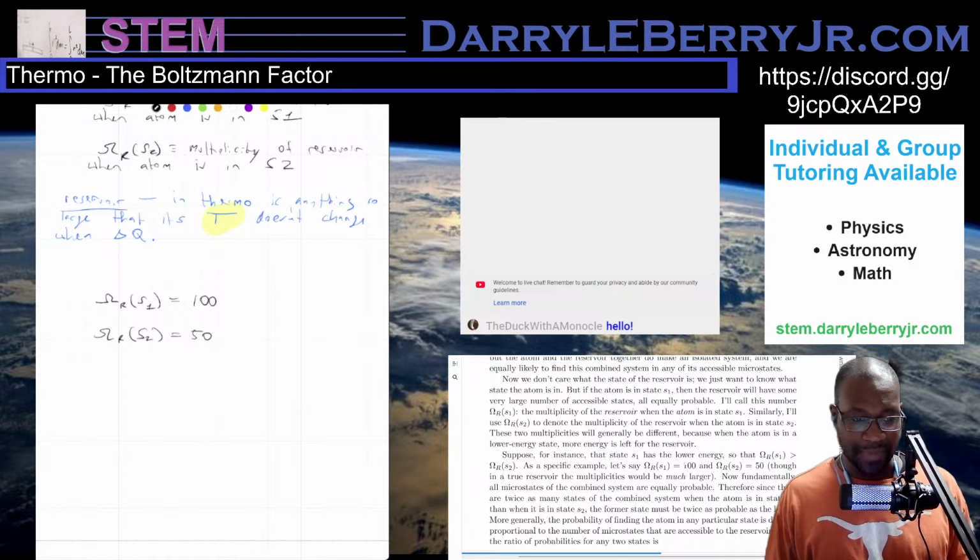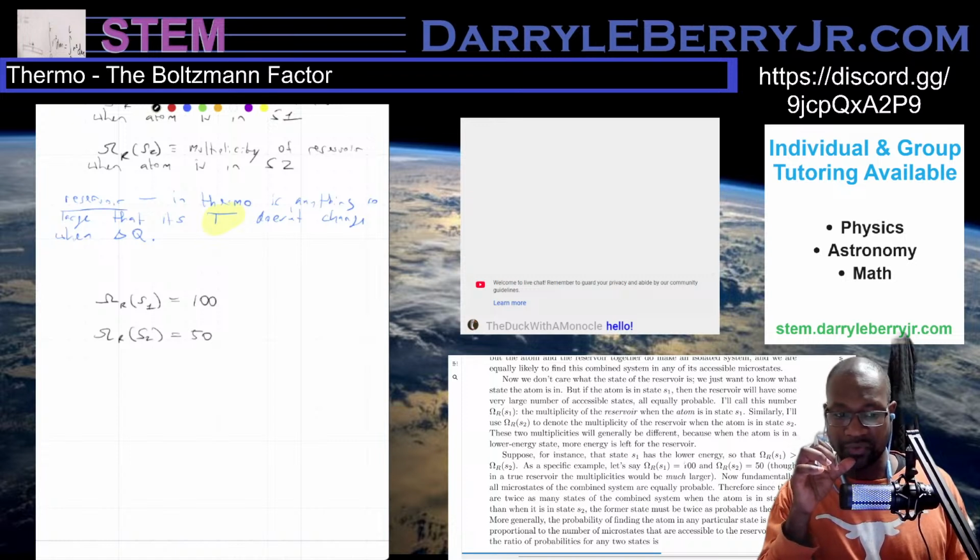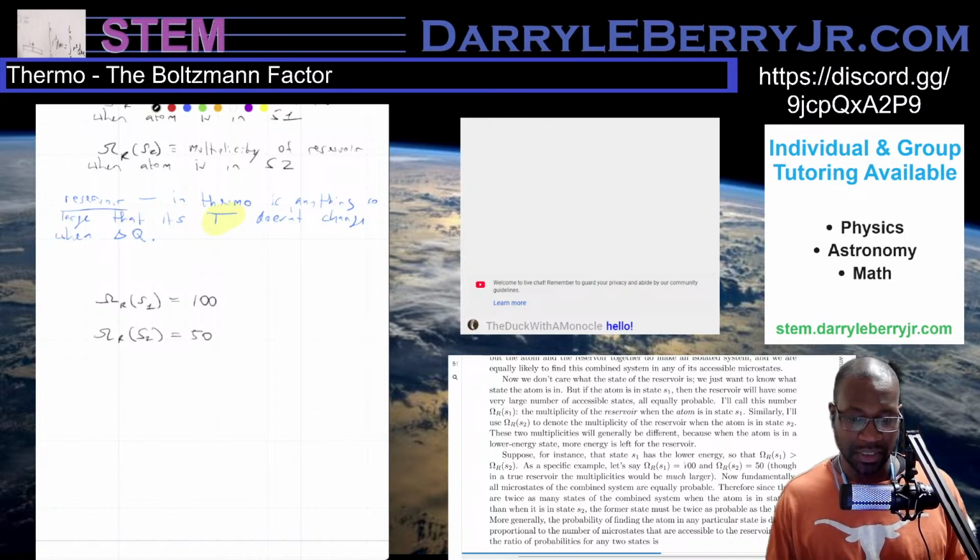Now, fundamentally, all microstates of the combined system are equally probable. Therefore, since there are twice as many states of the combined system when the atom is in state 1 than there is when the atom is in state 2, the former state must be twice as probable as the latter, and that's what I was covering earlier. So, just extrapolating from previous thermodynamics that we did.